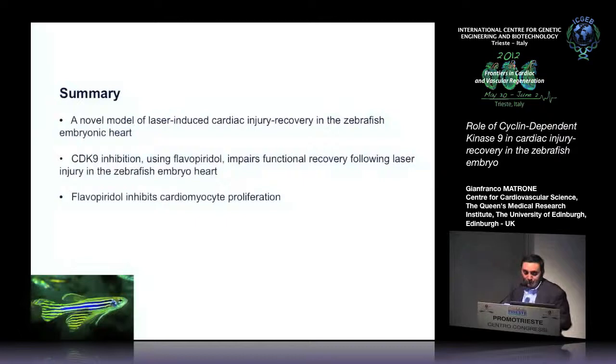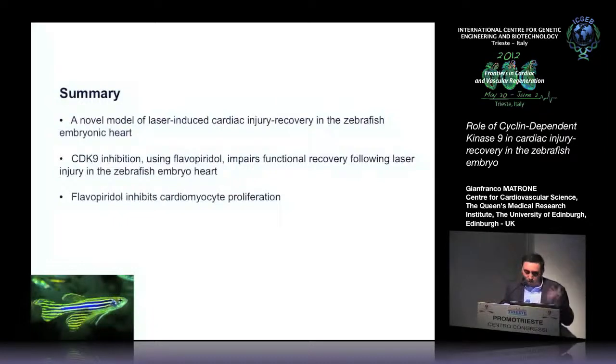So I have demonstrated here a novel model of laser-induced cardiac injury in the zebrafish embryonic heart, and the remarkable ability of the embryonic heart to recover cardiac function within 24 hours. This could be due to a high background of cardiomyocyte rate in the embryonic heart. I have shown that CDK9 inhibition by using flavopiridol significantly impairs functional recovery following laser injury and also inhibits cardiomyocyte proliferation.